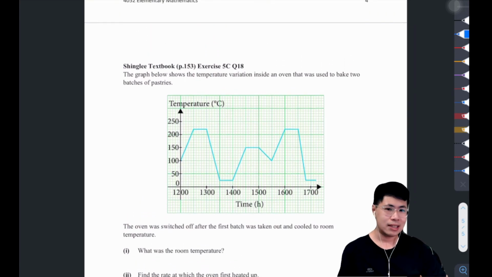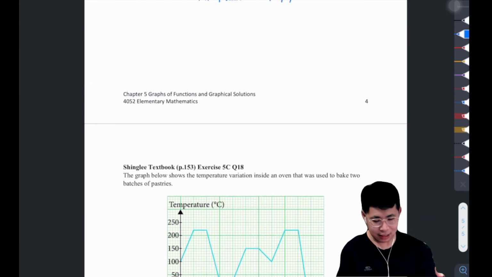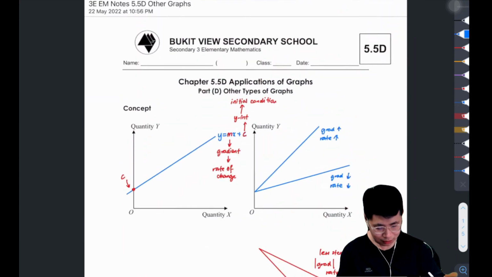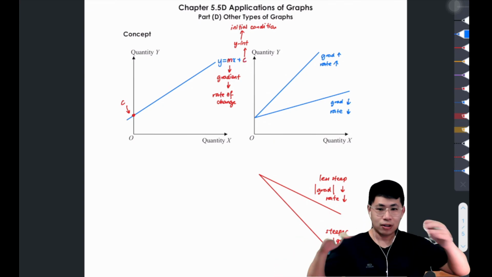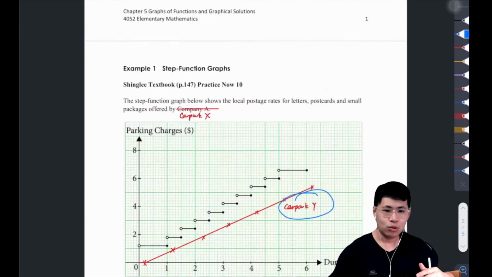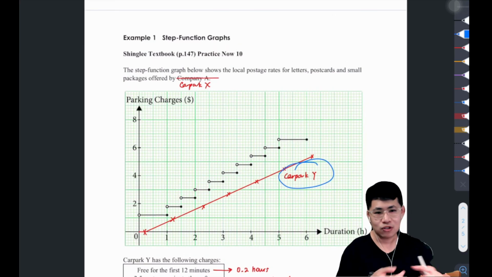That's all that I have today. Hope you enjoyed today's lesson on looking at gradients as the rate, looking at C as the initial condition or the beginning condition, and also analyzing some step function graphs.